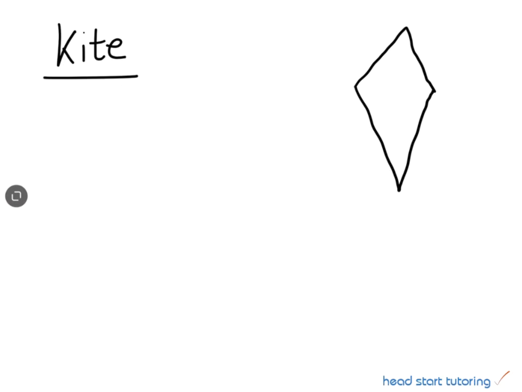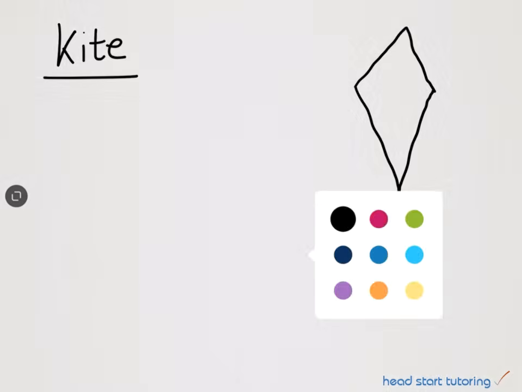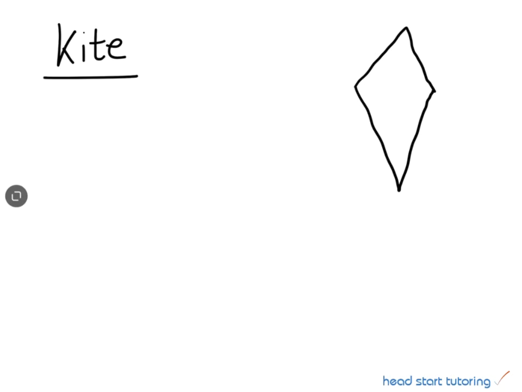We are going to be having a look at the kite now. So obviously you will be drawing a better kite than I am, because you will be using pen and ruler, or pencil and ruler, on your paper. So please excuse my drawing. So let's have a look at the properties of a kite.